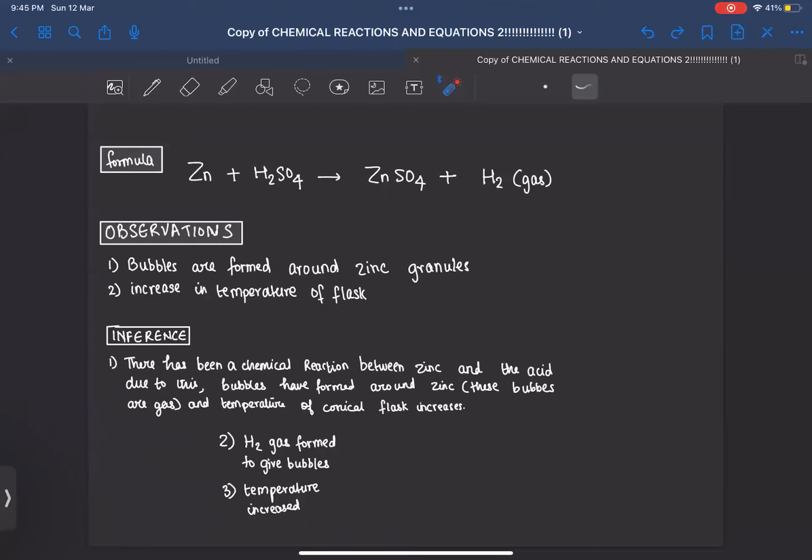These bubbles are basically gas, H2 gas. This gas is the result. This gas is the product. This is formed around the zinc. Okay. And the temperature of the conical flask increases. So there's an increase in temperature when the new product has been formed. The gas forms to give bubbles, and the temperature increases. So in these 3 activities, you have seen in the inferences that there are so many different kinds of changes when a chemical reaction occurs.